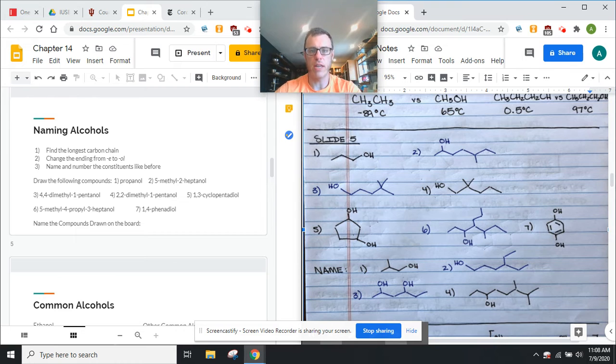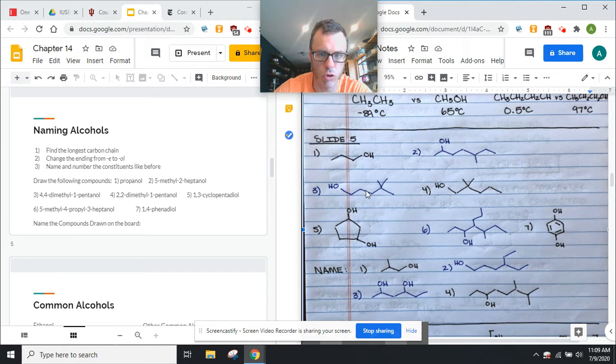Boom. OH groups are more important than carbon-containing groups. So this is like a big to-do. So we're going to start counting carbons closest to the OH group. Boom. 2-heptanol, and then 5, 2, 3, 4, 5, 5-methyl. Boom, done. Over here, 4,4-dimethyl 1-pentanol.